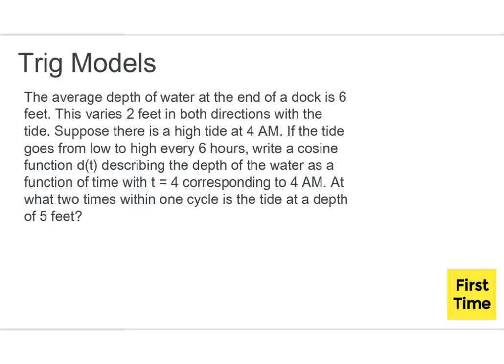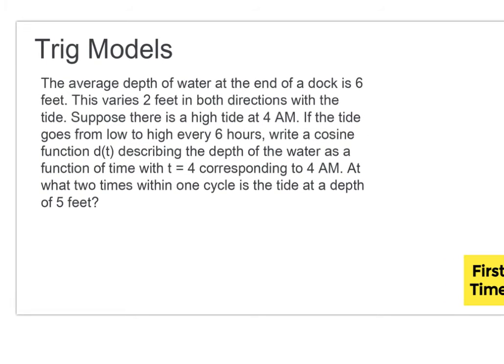Next up, we've got to do some trig models, and we've got to collect information from data, in this case in a paragraph, and figure out what these things mean. So I see average depth of water. I'm going to assume this is a trig function just because of where this is located. So the average depth of water, that sounds like midline to me. So I'm going to say that's 6. Varies 2 feet in both directions, so it goes up 2 and down 2. That's my amplitude.